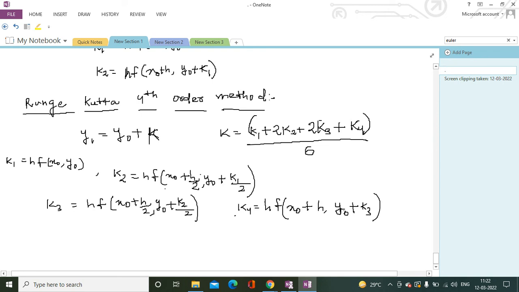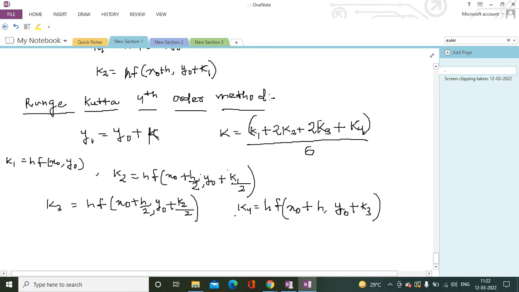Means for the middle two terms, that is k2 and k3, here we are using the half of the previous terms. For x0 we are using x0 plus h by 2, and y0 plus k1 by 2 we are using for k2. Similarly, y0 plus k2 by 2 we are using for k3. Okay guys, after evaluating k1, k2, k3 and k4, as per this formula, we will evaluate k, that is (k1 plus 2k2 plus 2k3 plus k4) by 6. And the first iteration value will be y1 equal to y0 plus k.